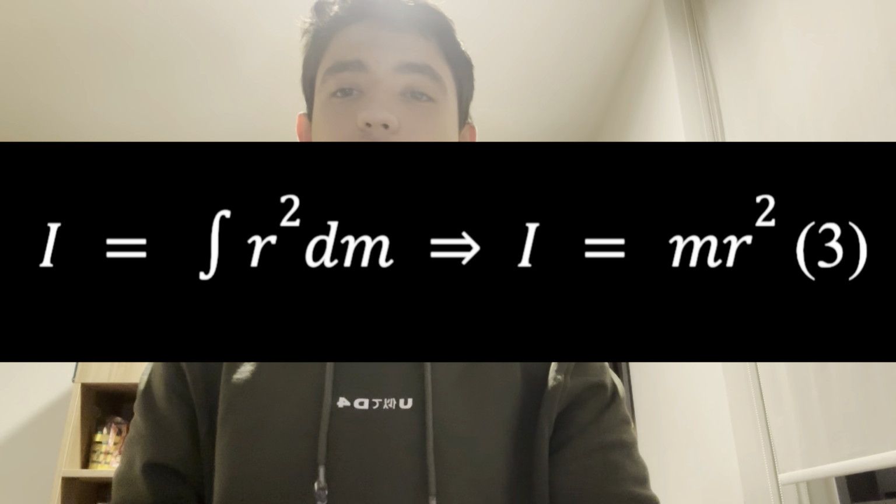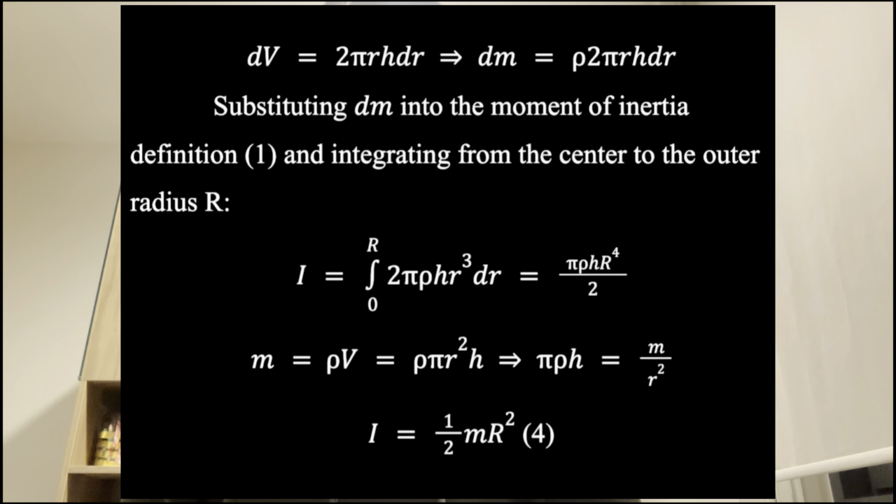Now, we will derive the necessary formulas for this experiment. In a hollow cylinder, all the mass is distributed evenly at its rim. Therefore, the moment of inertia is the following. For the solid cylinder, we will use the cylindrical shell method. The steps are as the following.